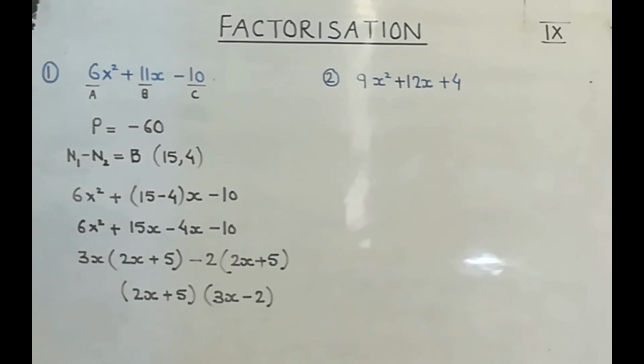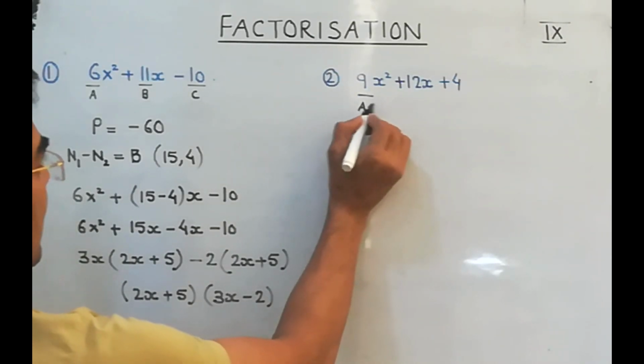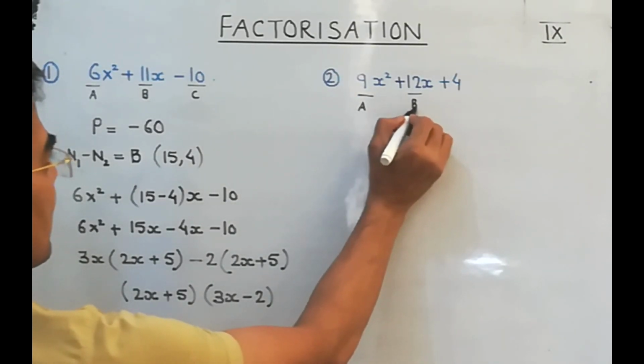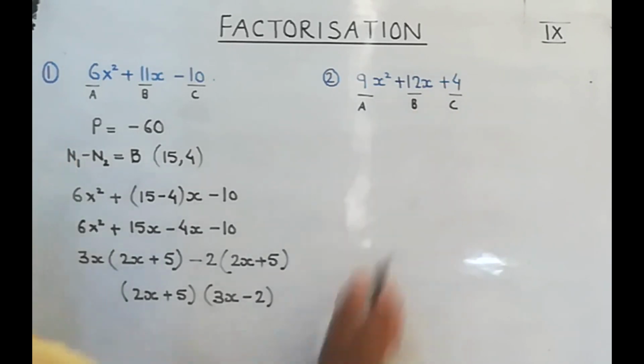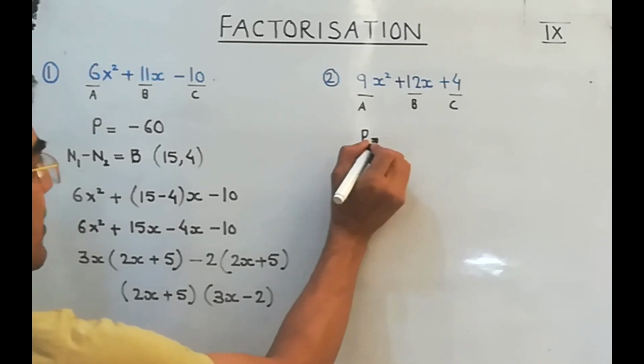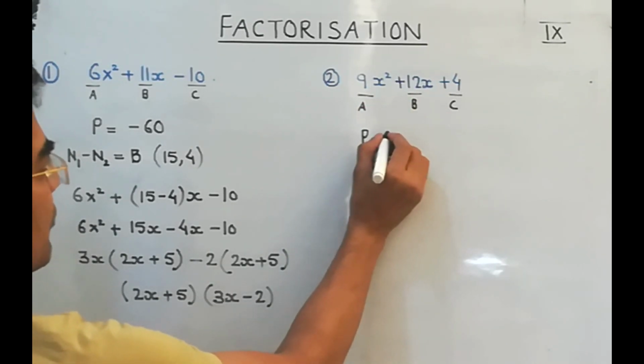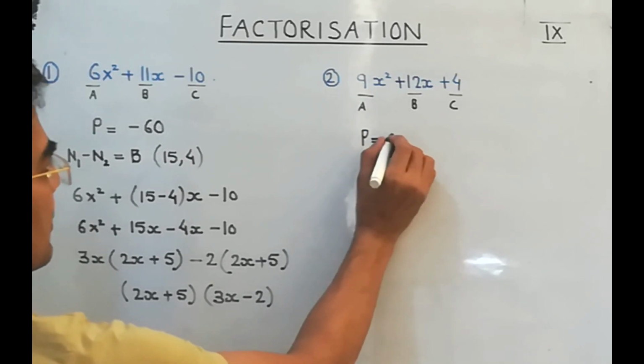Now coming to the second question. Now let's see the second question. Second question, again we have a trinomial in the form ax square plus bx plus c. Okay. So here this is your a, this is your b, and this is your c. So according to the rule, first of all you have to find product of AC. So product of AC, 9 into 4 will give you plus 36.